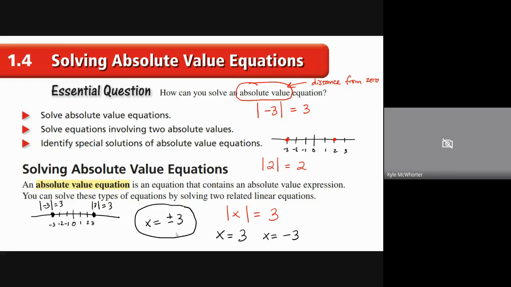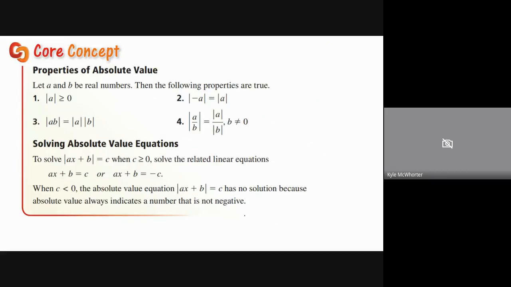So you can see when you have an absolute value, you're going to have 2 solutions: one that comes from the negative value being inside the absolute value, and one that comes from a positive value being inside there. So here are some properties about absolute values.